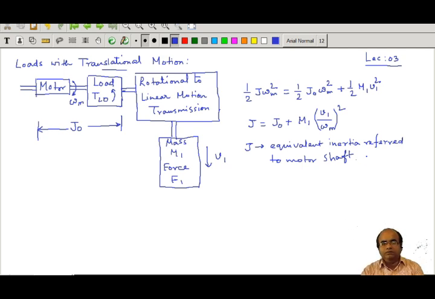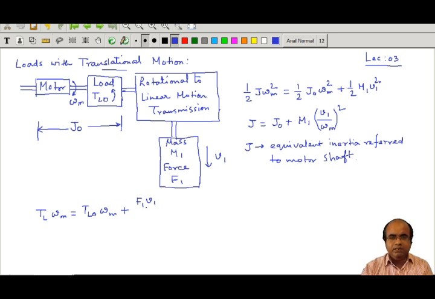Next, if I calculate the torque, obviously the power associated with the different parts will be the same. The load torque faced by the motor, TL omega m, where TL is the force multiplied by the radius, becomes TL0 omega m plus F1 V1. F1 V1 is the power associated with this linear system.